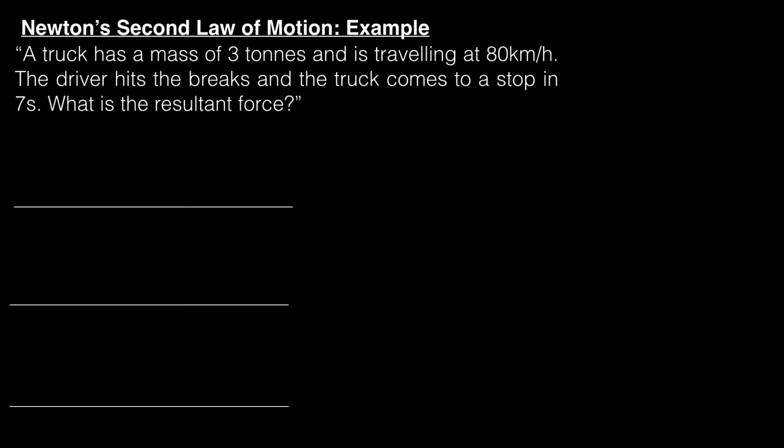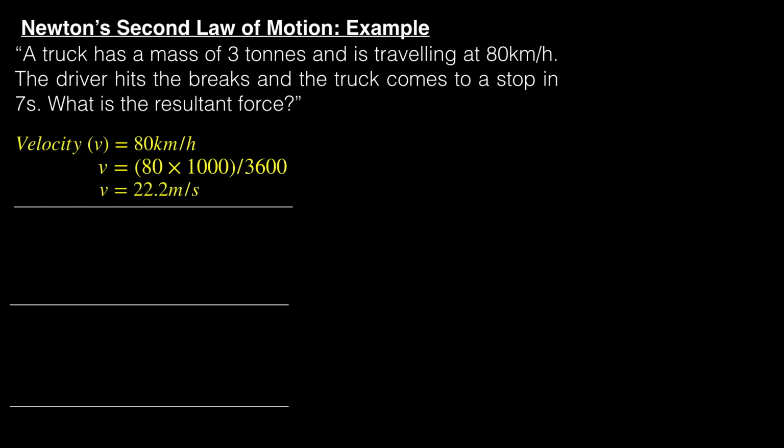So we have velocity, v, is equal to 80 kilometers per hour. Now to convert this into meters per second, we need to take 80, times it by 1,000 to convert from kilometers to meters, then divided by 3,600, which converts hours into seconds. And therefore we get velocity is equal to 22.2 meters per second. Now let's do the same thing for mass. We know there's 1,000 kilograms in 1 ton, and we have 3 tons. So m is equal to 3 times 1,000, which gives us 3,000 kilograms.